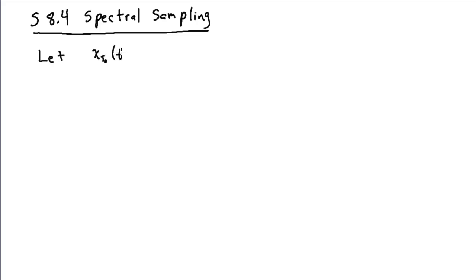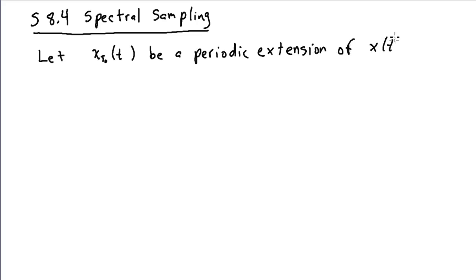x with the subscript capital T0 of t be a periodic extension of a base function called x of t. And x of t is a limited duration signal. So I'm going to say x of t may look something like this. This is tau, and x of T0 of t is a periodic extension of this function.